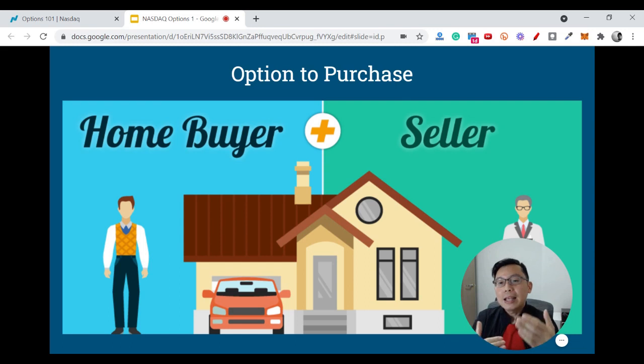So we can actually replace the house with a stock instead. If you buy a stock option, you are also having the right but not the obligation to buy a stock at a certain price, before an expiry date.